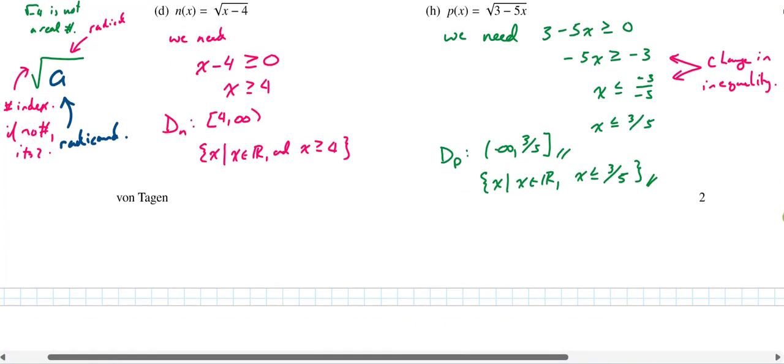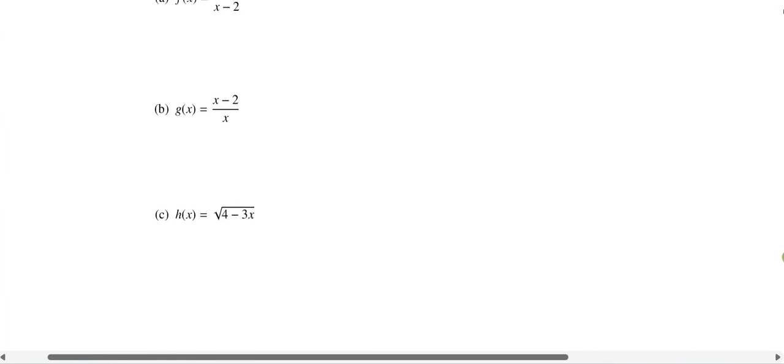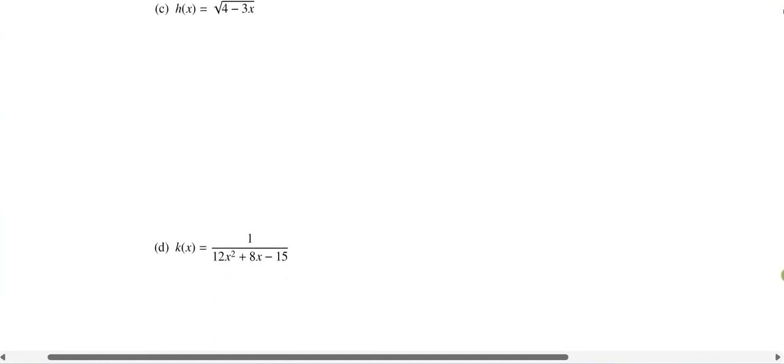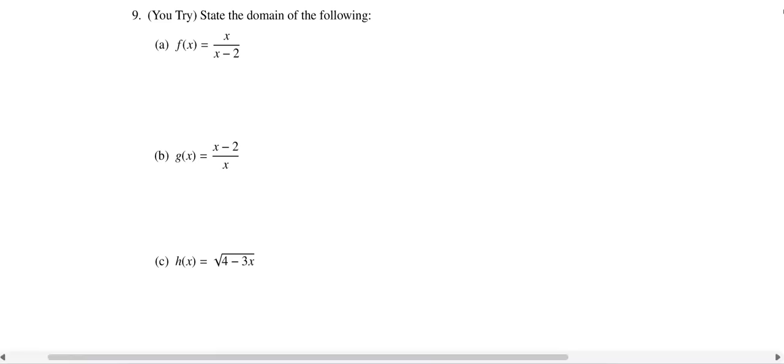So folks, for the last part of this problem, I'm going to have you give the domain of each of these functions here. So we've got A, B, C, D, E. I'd like you to try all of those. I will include the solutions to some of them, but not all of them. So try them on your own.